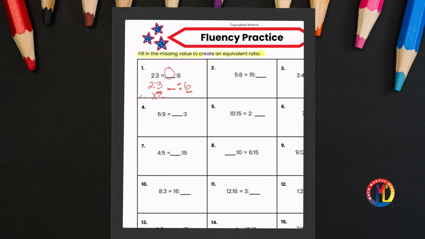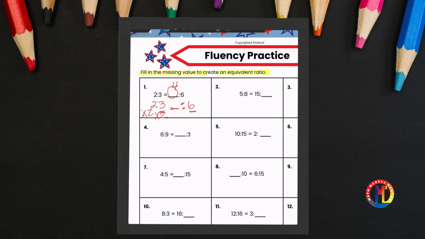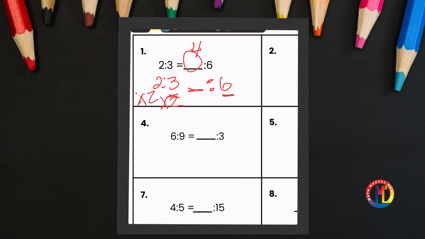We're simply going to do that with each term, and we're scaling up because we're using multiplication. So 2 times 2 would give us 4, 3 times 2 gives us 6. And so a 2 to 3 relationship would be equivalent to a 4 to 6 relationship. So we can scale up and we can also scale down, which is what we'll see here with number 4.